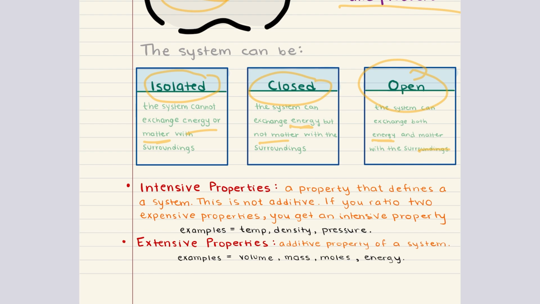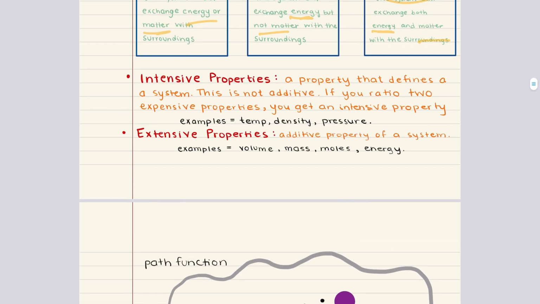Now, as we start thinking about how to describe these systems, we also need to be precise about the properties we use to define them. Properties fall into two main categories: intensive properties and extensive properties. Intensive properties do not depend on how much material you have. For example, the temperature of a glass of water doesn't change if you pour it into a larger cup. So things like temperature, pressure, and density all stay the same regardless of sample size.